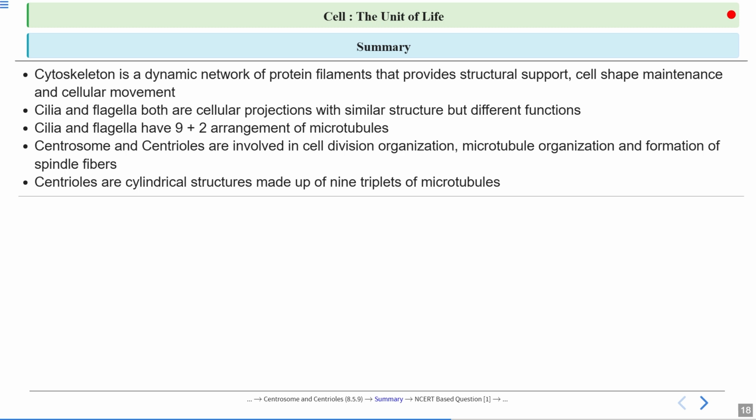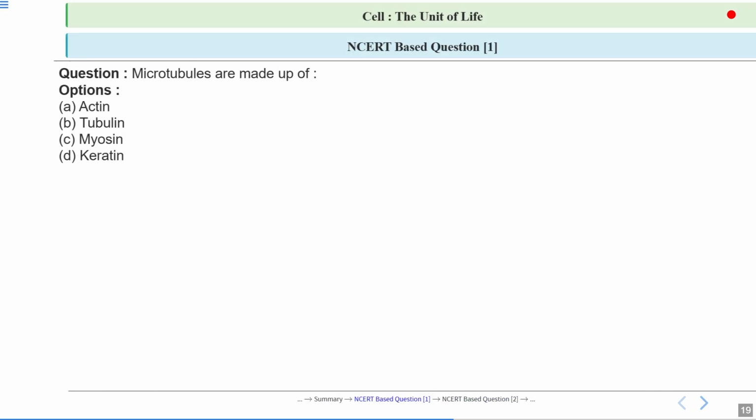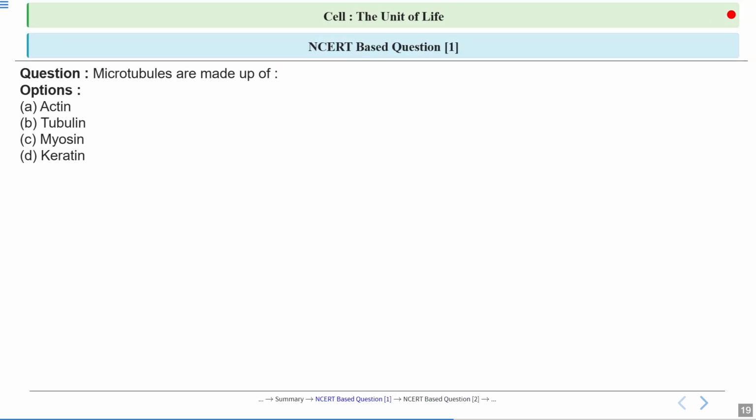Okay, there were the peripheral triplets of the tubulin protein. Now here are some NCERT based questions. What is the first question here? Microtubules are made up of which protein? This is a very simple and straightforward question. Options are actin, tubulin, myosin, or keratin. What will be the correct answer?